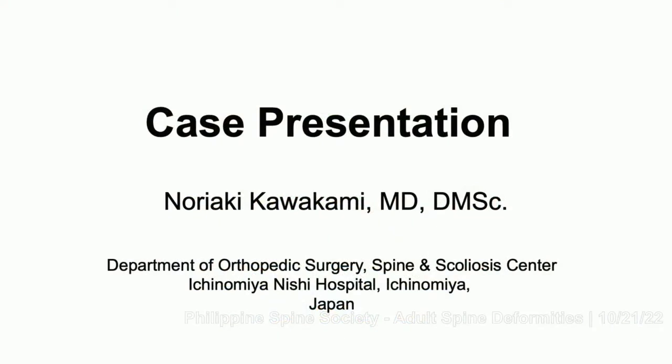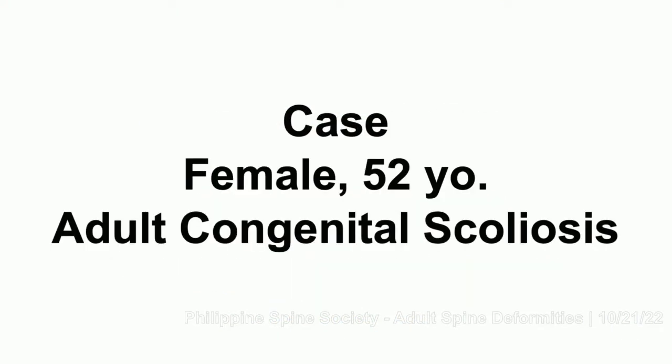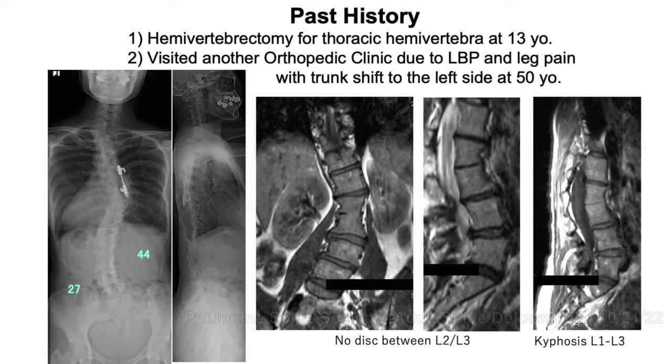Case presentation. The case I present here is female, 52 years old. The diagnosis is adult congenital scoliosis. Past history: she had a hemivertebrectomy for thoracic hemivertebra at the age of 13 years.